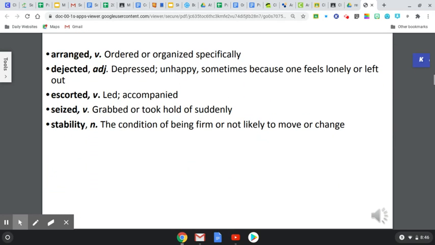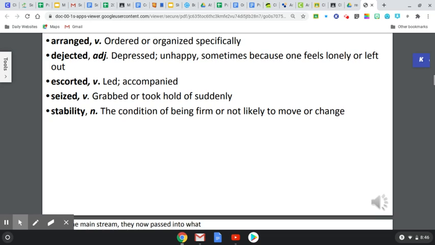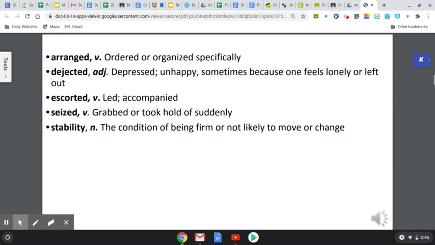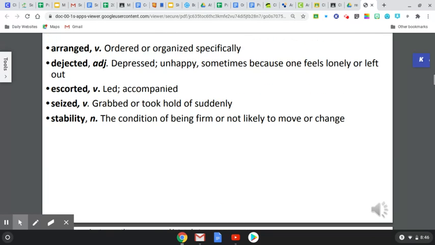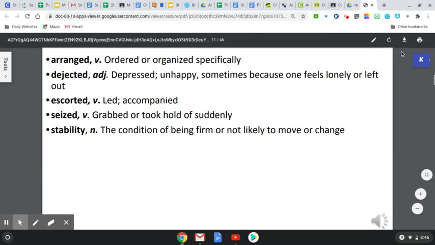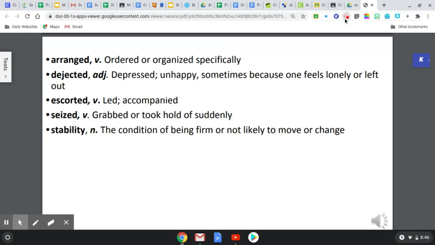All right. So here's some of our words that we went over: arrange, dejected, escorted, seized, stability. Okay, so try to listen to those words as we go through the read aloud. So go to the next video to see the read aloud.